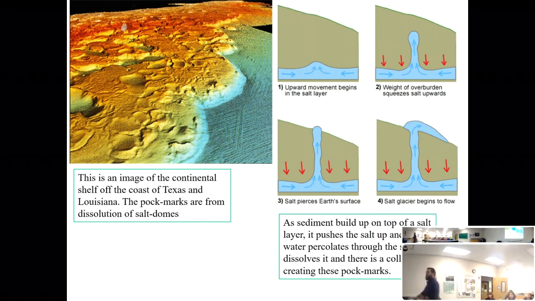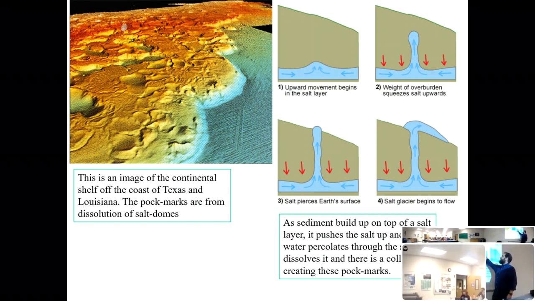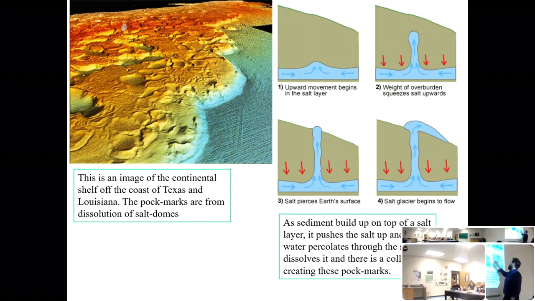What's happened over time is the salt is actually pretty mobile. As the sediments press down upon it, the pressure pushes the salt up. We call these salt domes. Once they get too close to the surface, the circulation of ocean water starts to dissolve them away, and they collapse and create these dimples. That's why you see all these dimples or pock marks in the continental shelves off the coast of the Gulf of Mexico.